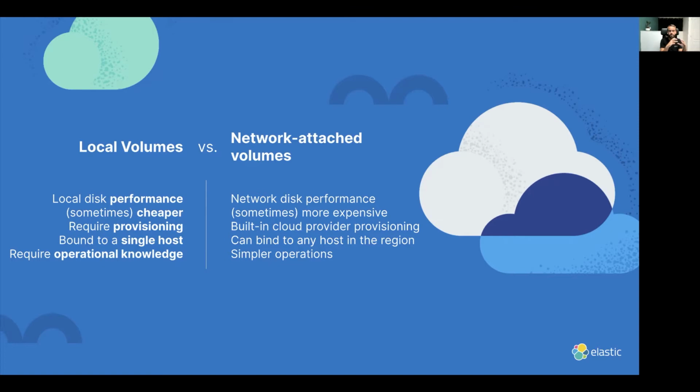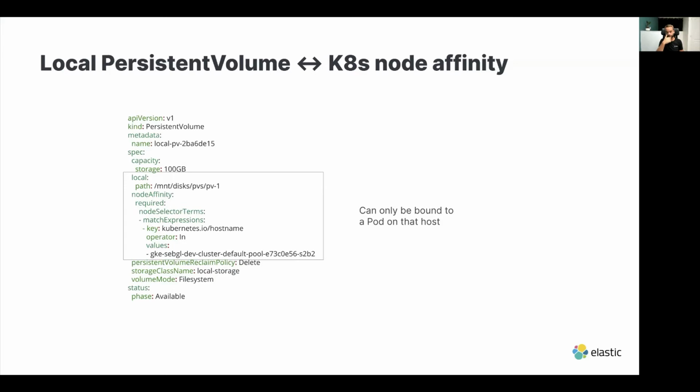So how does this work in practice? Well, it's just using the affinity mechanism of Kubernetes, the same you would use, for example, to stick a particular pod to a particular subset of nodes in your Kubernetes cluster. So here, for example, in this local persistent volume, we see that there's a local path defined. That's really the directory on the file system onto which this volume is mounted.